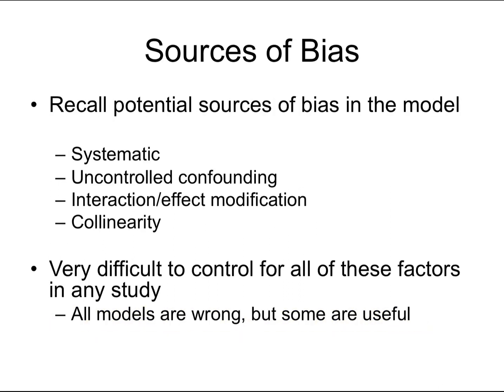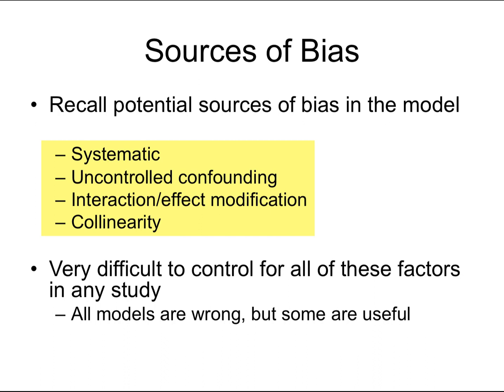So we're just going to conclude this tutorial with a summary of sources of bias. Recall that there are several types of bias in your model. Systematic bias is related to the study design and results in distorted estimates, but you can control for this with a good study design. Uncontrolled or residual confounding is another source of bias. This could mean that we aren't controlling for an important variable that is biasing our estimate of the association of interest. Interaction or effect modification means that the effect of x1 varies by or depends on values of x2.